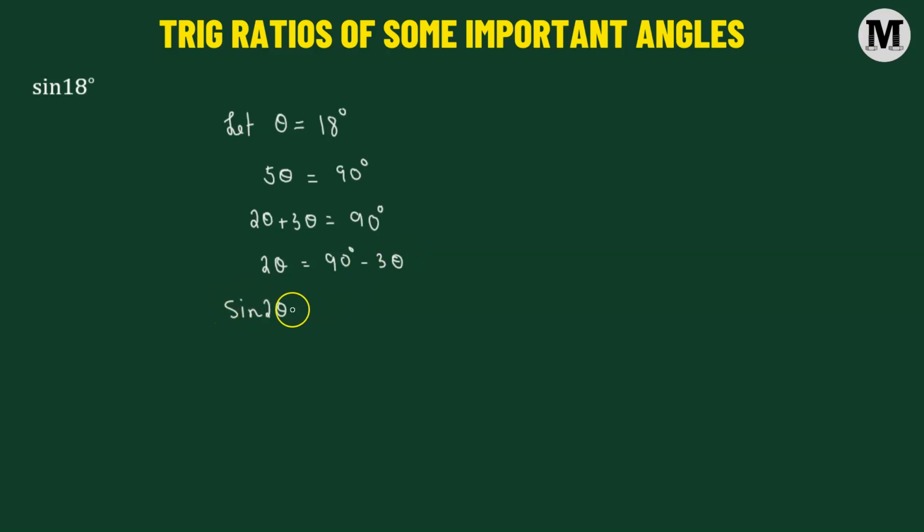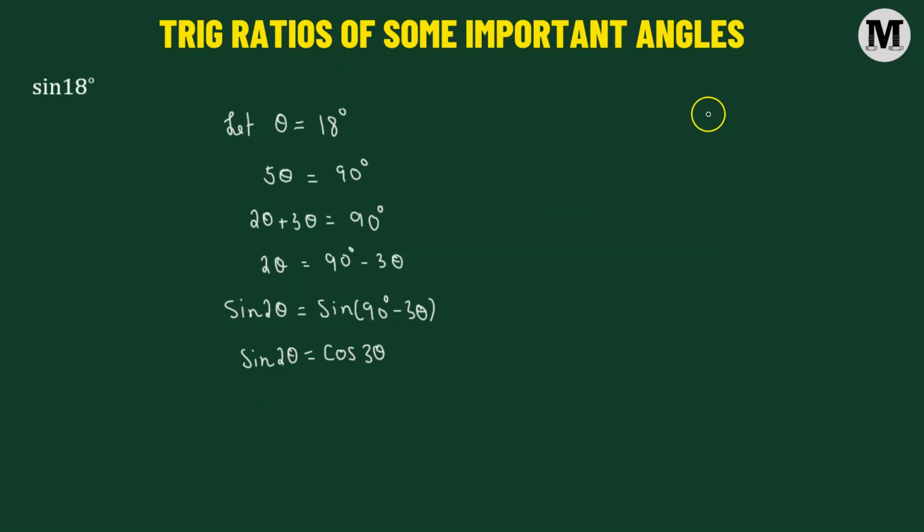So we have sine of 2 theta that will be equivalent to sine of the angle 90 degree minus 3 theta. Now we know what's 90 degree minus 3 theta. So that's going to be equal to cosine of 3 theta. So we have sine of 2 theta equals cosine of 3 theta. Now we have standard formula for sine 2 theta as well as cosine 3 theta.